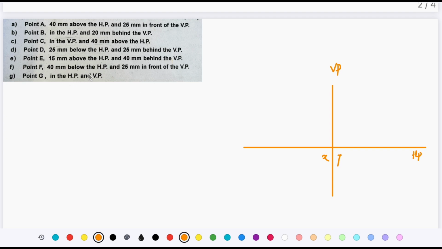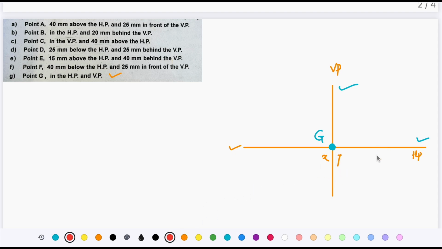Last point, point G is in HP. So it is on this horizontal plane. It might be anywhere in first quadrant, second quadrant, and in VP also. So for the point to be on HP as well as VP simultaneously, the point must be located on intersection of HP and VP. So this is the position where point G is located.